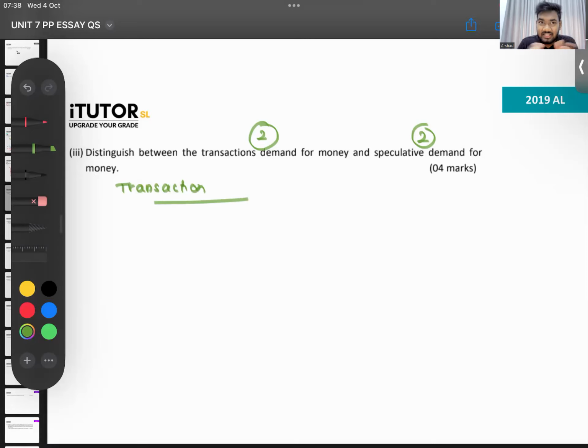That's the transaction motive. And then you can say the amount of money people demand for the transaction motive depends on the income. And if you really want, draw the diagram and show it. You can draw the graph for that: money demand under transaction motive against income. Look here, there is a relationship like this. This is the money demand. Okay, you get your 2 marks.